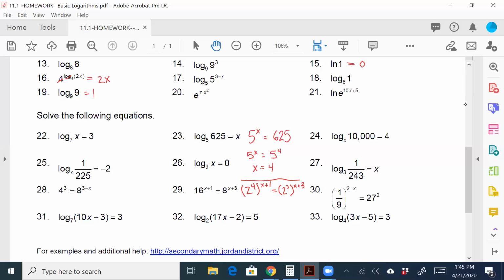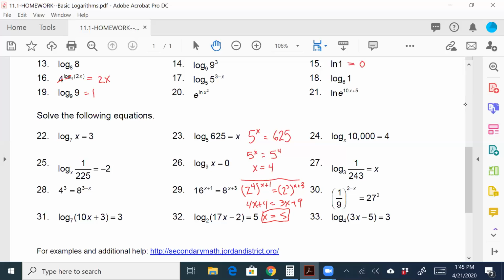And our power rules, our power of a power says that we multiply the powers. And because we have the same bases, we can just think of this as 4x plus 4, distributing the 4 times both of those, is equal to 3x plus 9. If I subtract 3x from both sides, I get x on the left. If I subtract 4 from both sides, I get 5 on the right. And so x equals 5 would be the answer here.